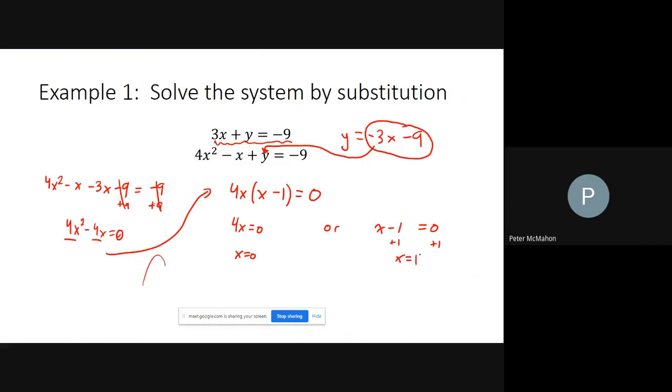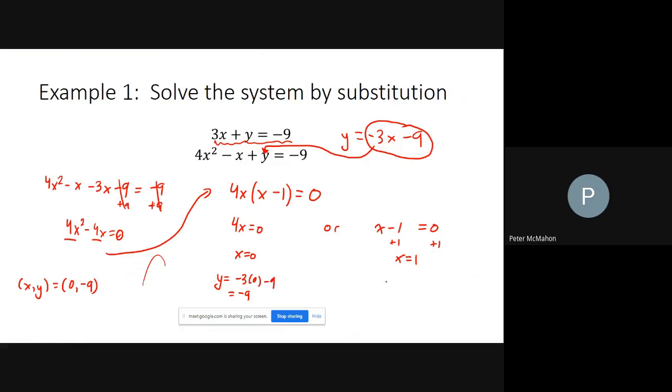Normally I'd stop here with the x values, but a solution to the system needs to have the x coordinate and the y coordinate. If x equals 0, I plug that in here. That means y equals negative 3 times 0 minus 9, which is 0 minus 9, or negative 9. So my solution so far, 0, negative 9, is a solution.